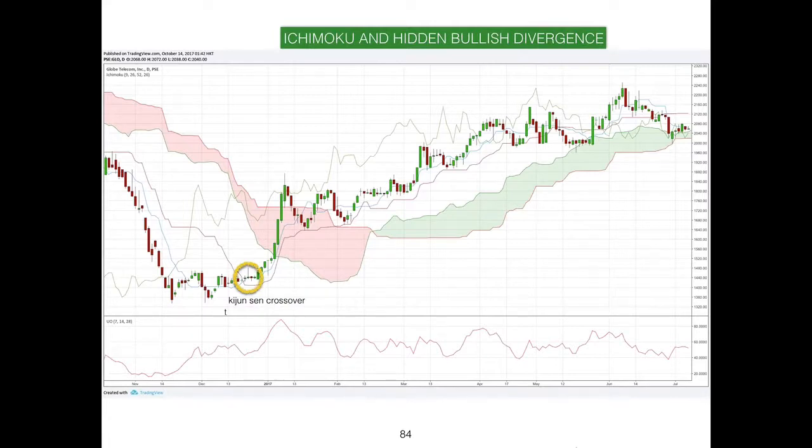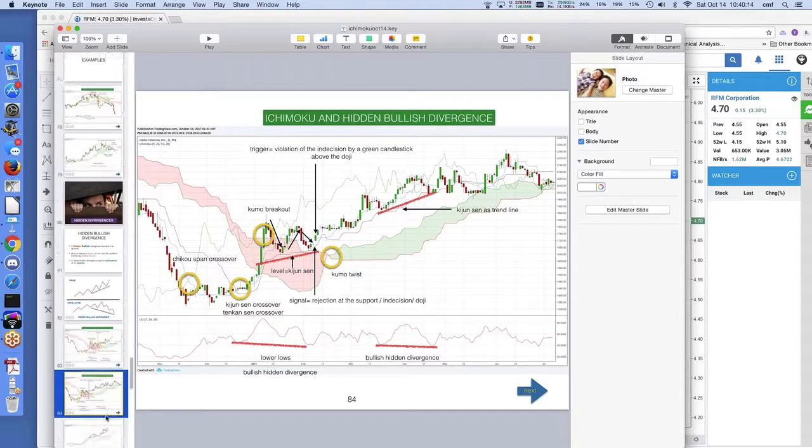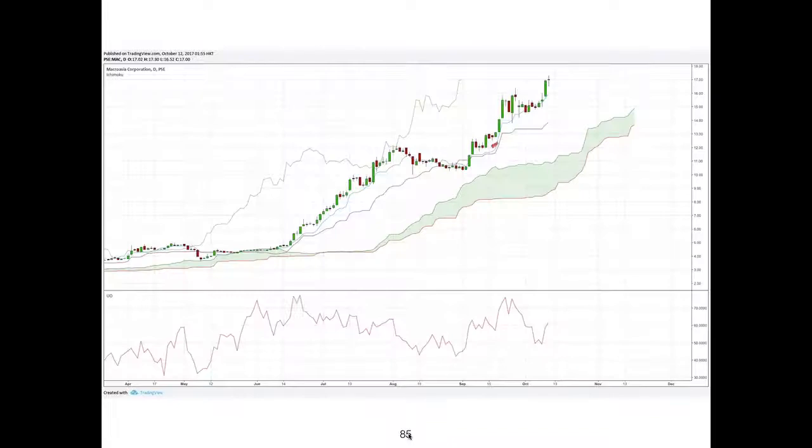I think I repeated this chart. Okay. I duplicated the chart. So example, Mac. Another example, Mac. These are the hidden bullish divergences that signaled trend continuation for Mac.